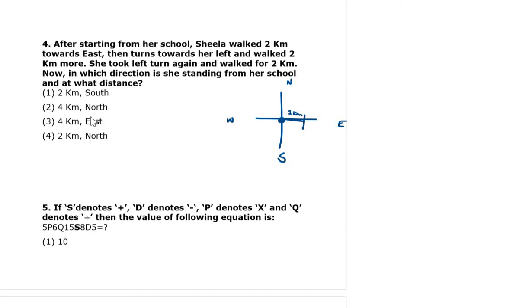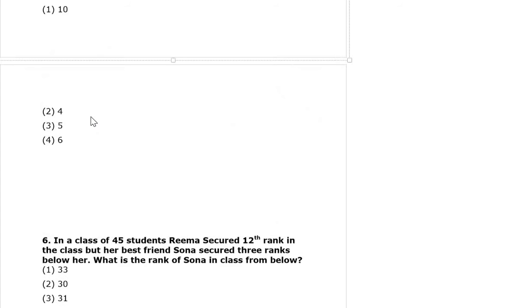Okay. She took turn again, walk toward left turn. So 2 kilometers again. Okay. 2 kilometers again. And then she took turn again 2 kilometers like that. Left side is like that. Here it is 2 kilometers. She is standing from her school at what distance? In which direction and what distance? This is 2 kilometer distance, north direction. Okay. Answer is 2 kilometer north direction. Come to the next question.